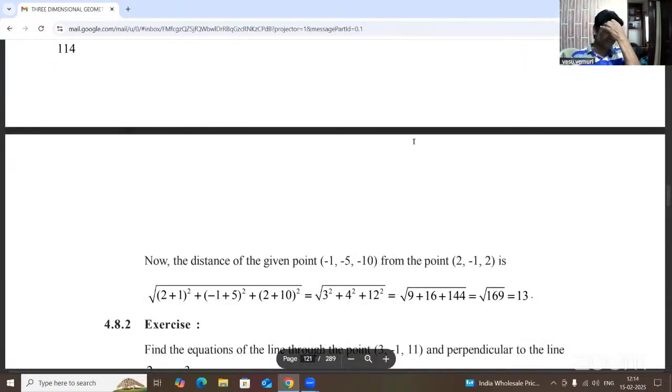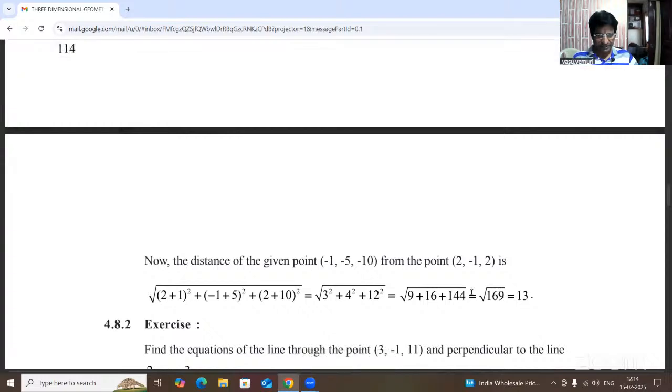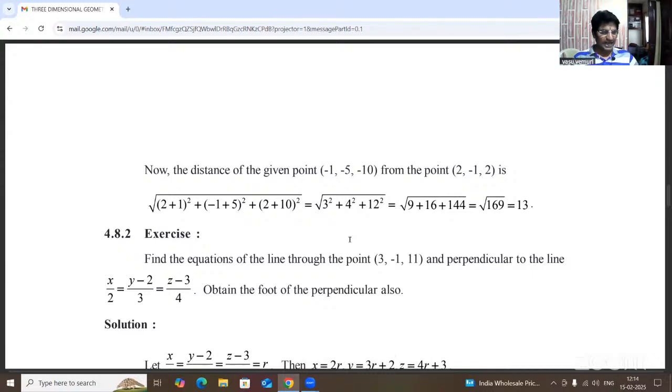One point P is already given, and we needed the point Q, which we have now found. So one point is (-1, -5, -10) and the other is (2, -1, 2). For any two points, the distance PQ equals the square root of (x2 minus x1) whole square plus (y2 minus y1) whole square plus (z2 minus z1) whole square. According to that, we get the value 13. That is the required distance.